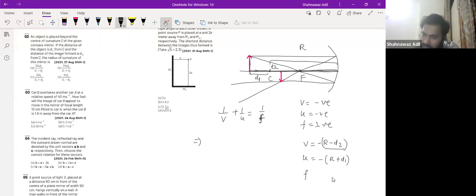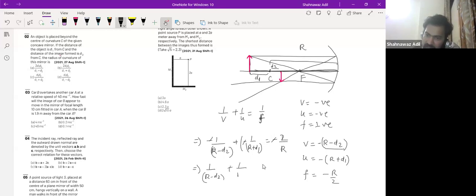And f is how much? That is minus r by 2. So if we put all these values, this is minus 1 by r minus d2, then this is minus 1 by r plus d1, and then this is minus of 1 by r and 2. Let's cancel this minus. So you will get 1 by r minus d2 plus 1 by r plus d1 by r. You simplify this thing, then you will get your answer, right?